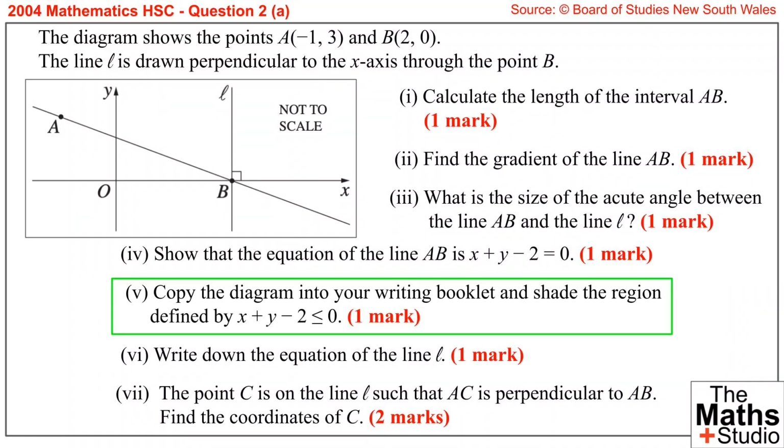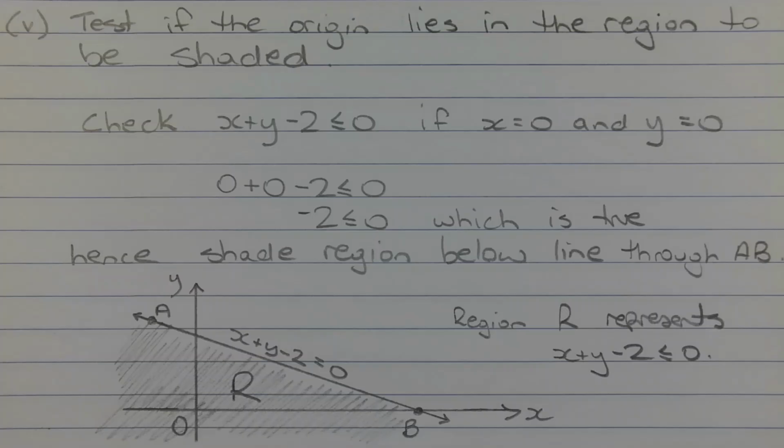Part 5. Copy the diagram into your writing booklet and shade the region defined by x plus y minus 2 less than or equal to 0. Choose a suitable point either above or below the line, and using the coordinates of that chosen point, check if the inequality x plus y minus 2 less than or equal to 0 is true. And if it is true, then you shade the region that contains the point that you've chosen.